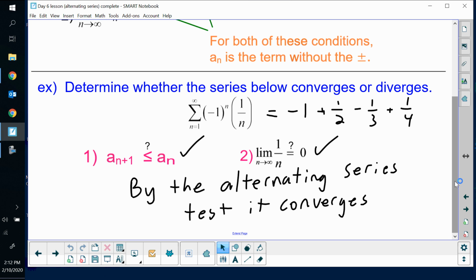All right, so if we write out a few terms there, we get -1. When we put in 1, we get +1/2, -1/3, +1/4. So our terms are getting smaller each time. Each successive one is less than the one before it. And again, we're talking about the absolute value of those. And our term values are going to 0. Then by the alternating series test, this converges.